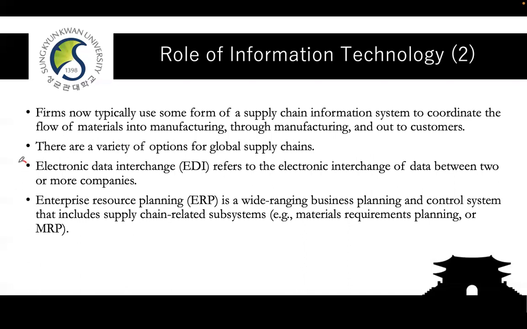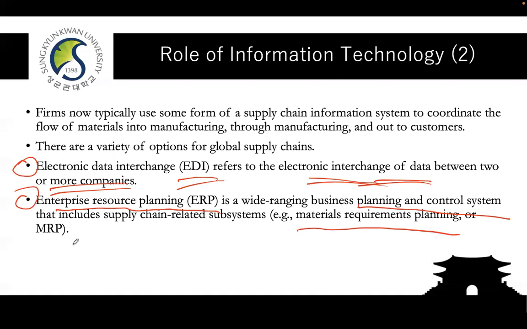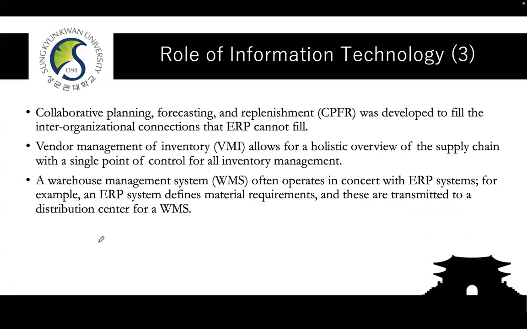Some terminologies here. Some of them are quite popular already. EDI has been known for maybe more than 2 decades. Electronic data interchange. So we do the data interchange with other companies, with our suppliers, our distributors, our marketers, and so on. The sharing of data. And we have a more integrated system called the ERP, Enterprise Resource Planning. It's the integrated planning and control system, which includes supply chain related subsystems, and the MRP, materials requirements planning, and other things. The ERP is again the integrated planning and control system.